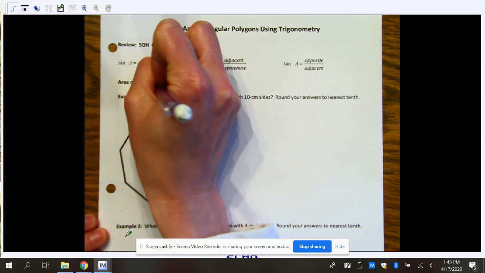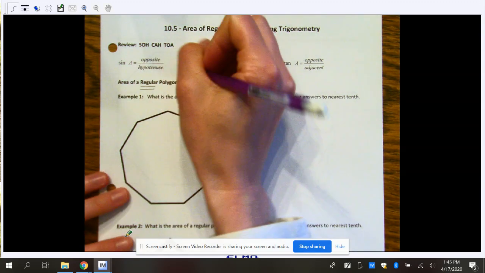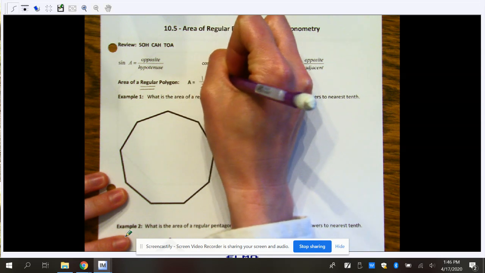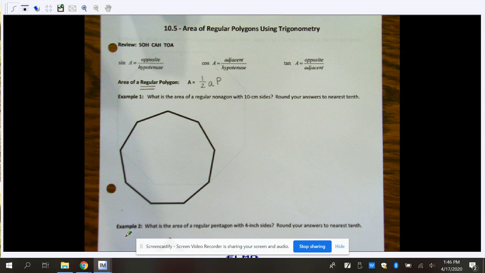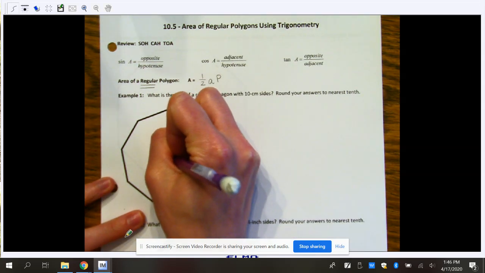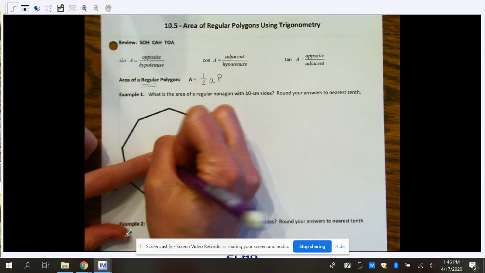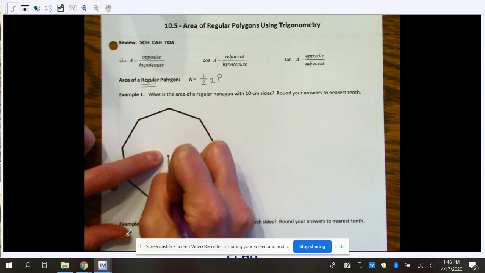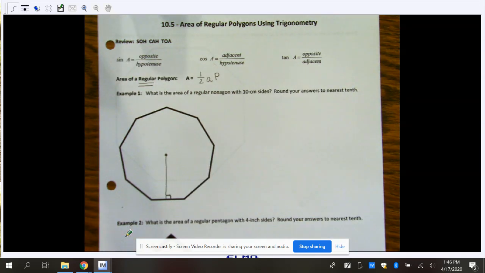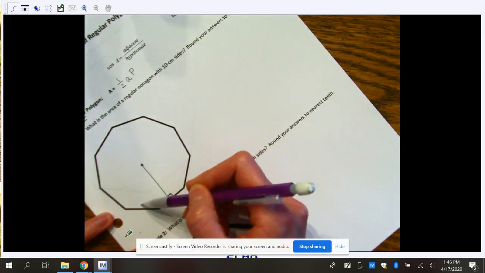Remember, a regular polygon is a polygon that has all congruent sides and all congruent angles, and the formula for the area is 1/2 times the apothem times the perimeter. The apothem is the segment that's drawn from the center of your polygon perpendicular to the opposite side, and it can be drawn to any one of these sides.